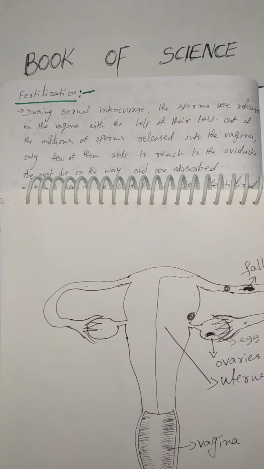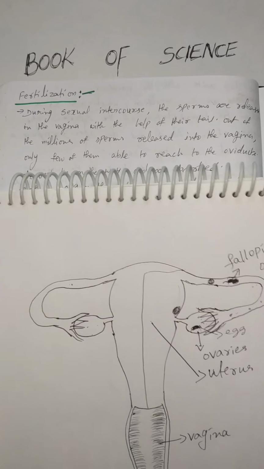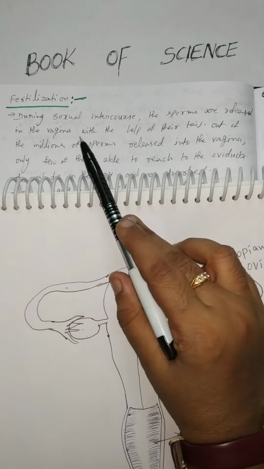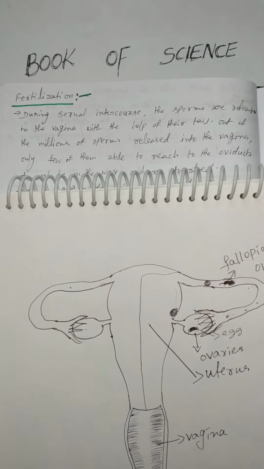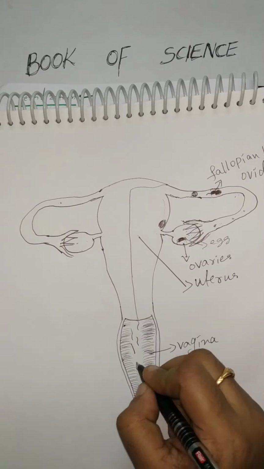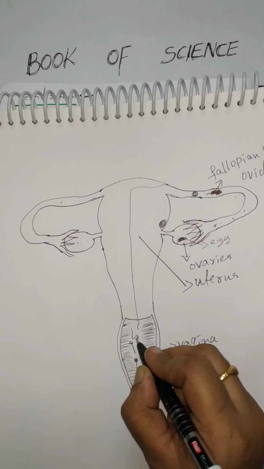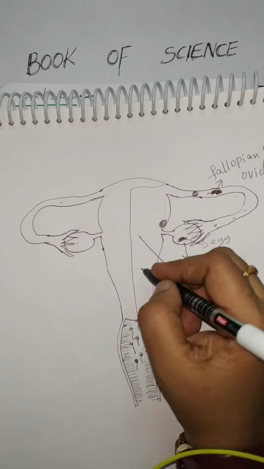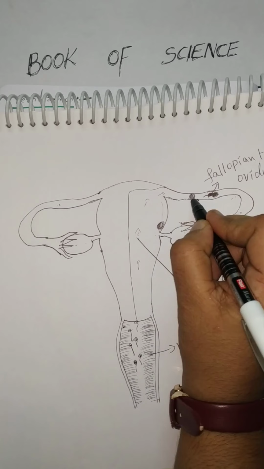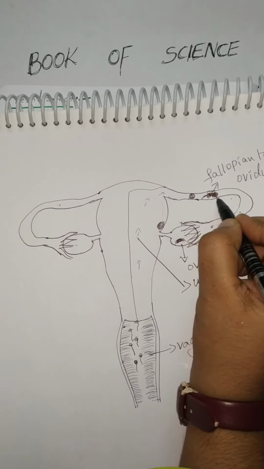This is the female reproduction system diagram. During sexual intercourse, the sperms are released in the vagina with the help of their tail. Here, so many sperms are released in the vagina. But only one sperm penetrates into the egg.